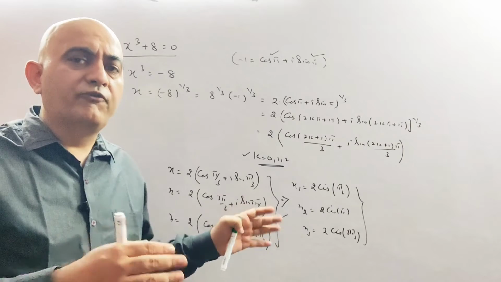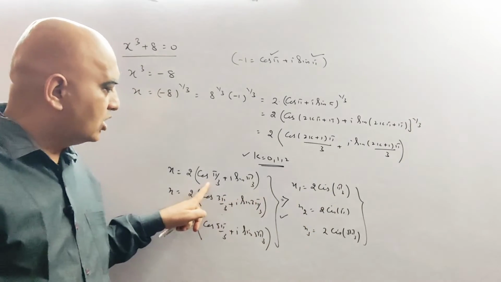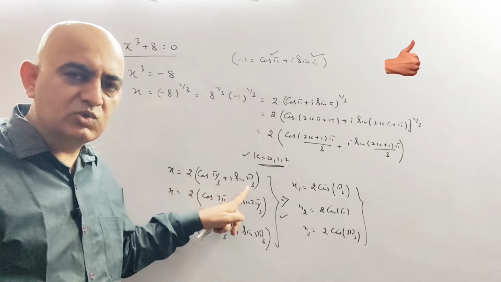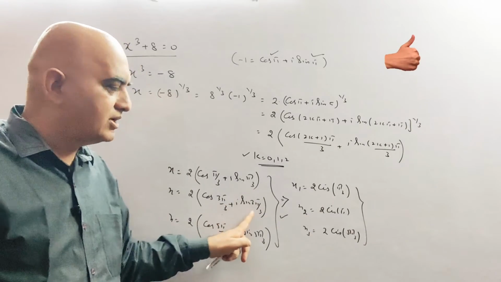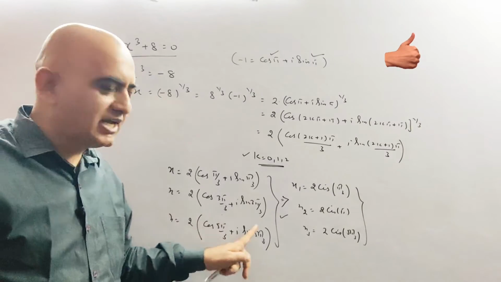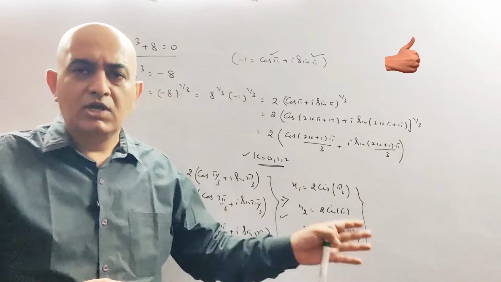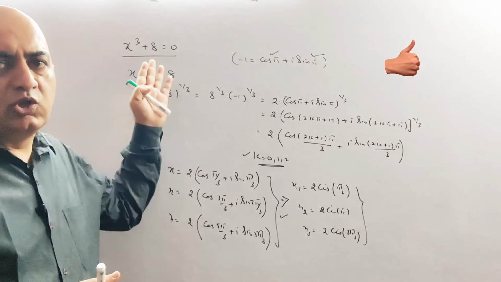And if you want to solve this further, you simply have to put the value of cos pi by 3 and sin pi by 3. We know cos pi by 3 is 1 upon 2, and sin pi by 3 is root 3 upon 2. In this way, cos pi is minus 1, sin pi is 0, and cos 5 pi by 3 and sin 5 pi by 3 we can find with the help of quadrants, and substitute to get the exact complex roots of the given cubic equation.